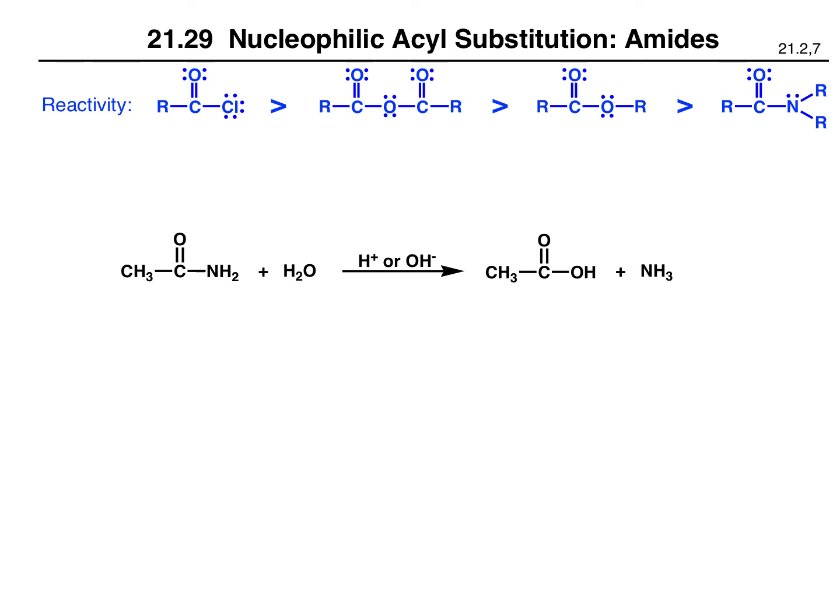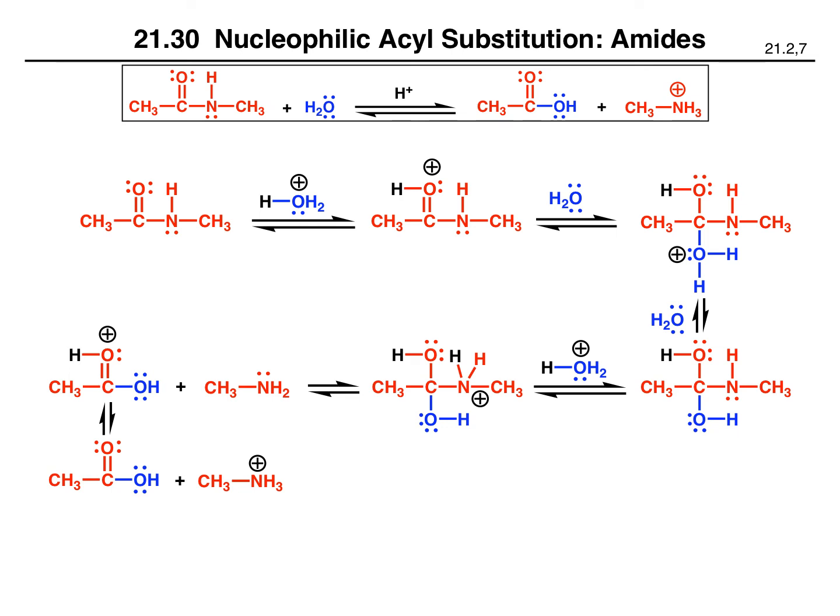Finally, we are on our last category of carboxylic acid derivatives, the amides. So these are the least reactive, so they cannot be converted into anything else. They can only undergo hydrolysis to form a carboxylic acid. So let's consider the mechanism of amide hydrolysis under acidic conditions.